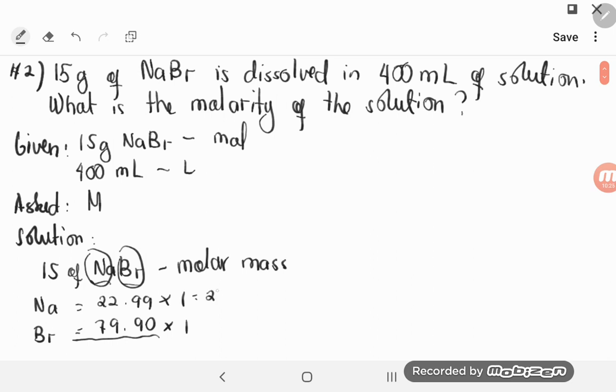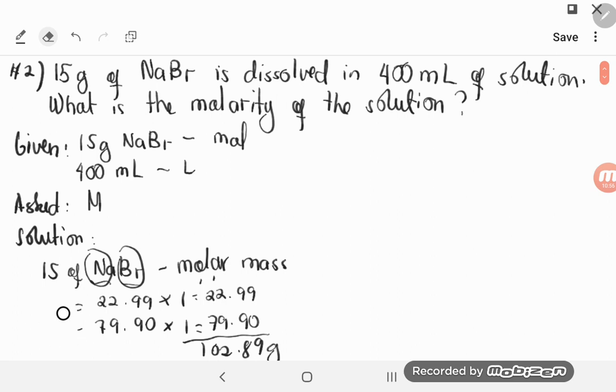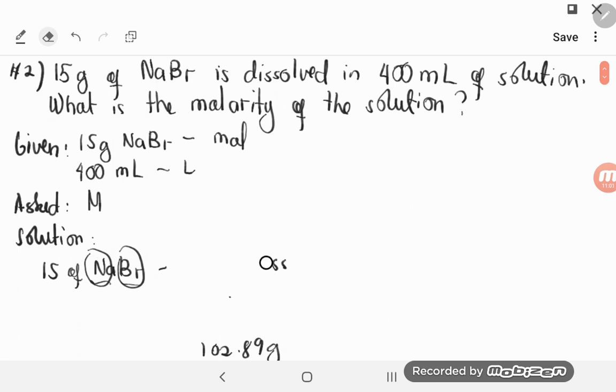It's 22.99, and we have 79.90. So adding these two up will give us 102.89 grams. Okay, so I'm going to erase. I'll just leave here the 102.89. Okay, careful.